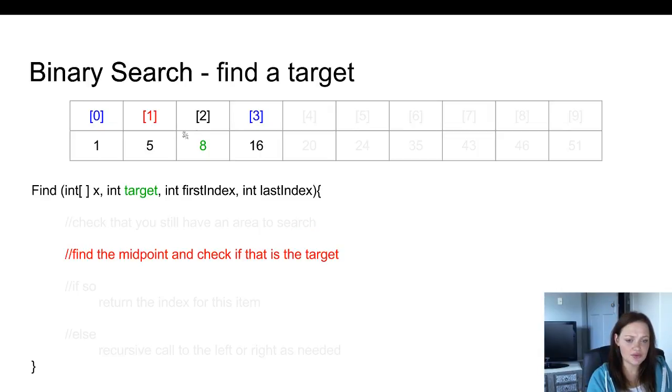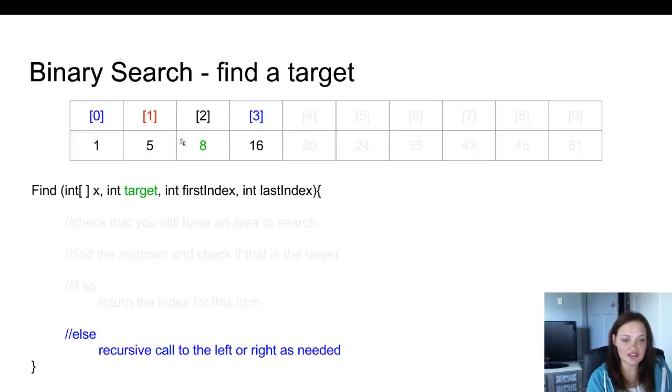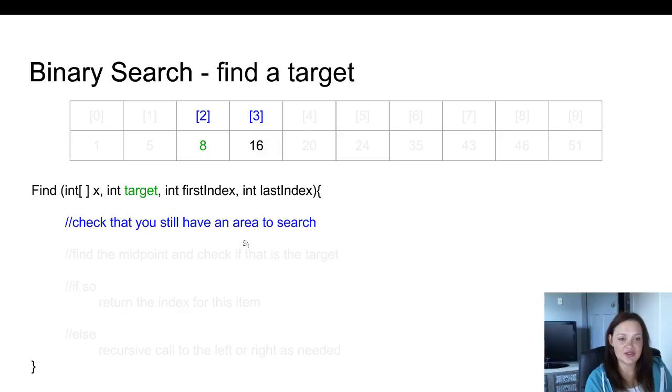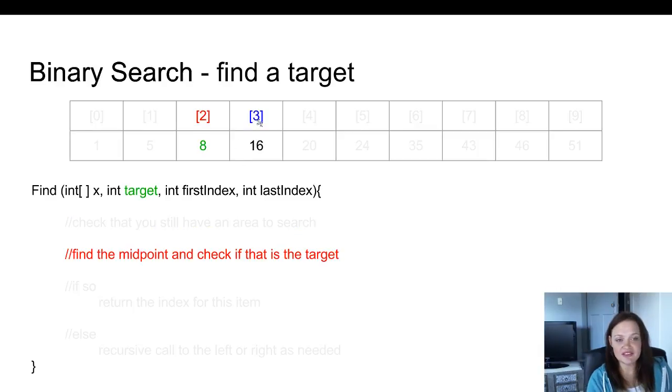We're going to find the midpoint. We'll check if that's the target. It's not the target, so this time we're going to make a recursive call to the right. So now we're going to move it up, and we're going to say, okay, this is our first index and this is our last index on this go through. So we check that we still have an area to search, and we do because this guy is still less than that guy. We find the midpoint, and in this case the midpoint is going to be 2. It's going to be the same as our first index.